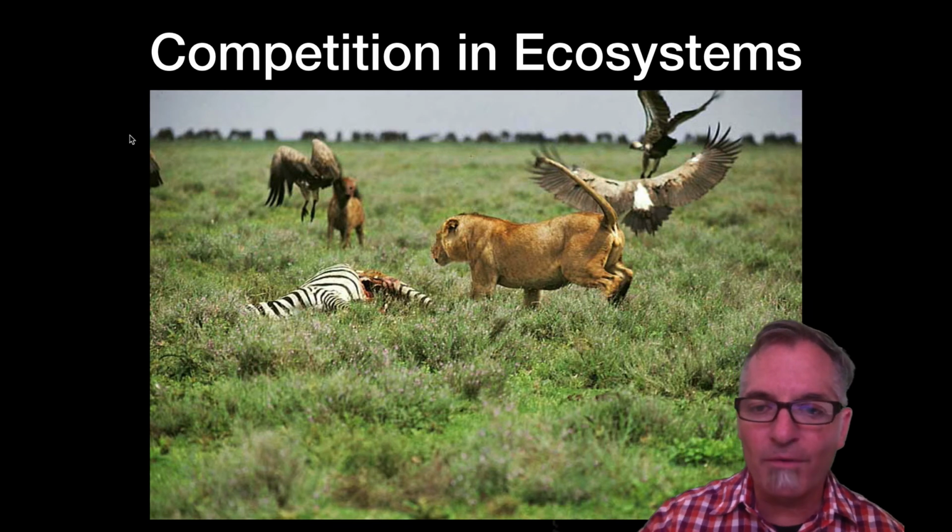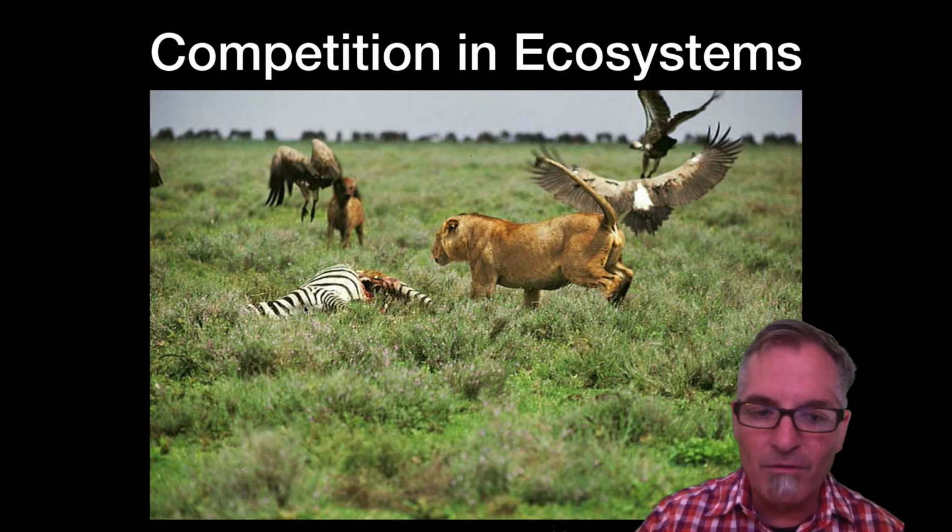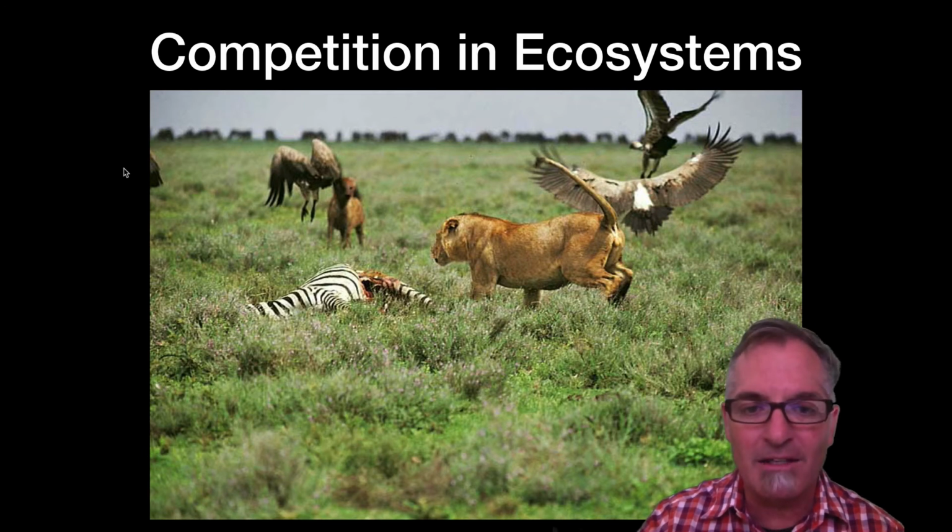All right, so hopefully you've identified that they're competing here for the zebra, which is food, but it looks like some vultures are also trying to move in on that. So that's the kill here, and it looks like some different animals are competing for that. That's the big thing I see.